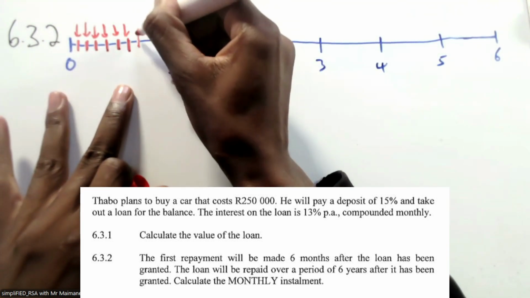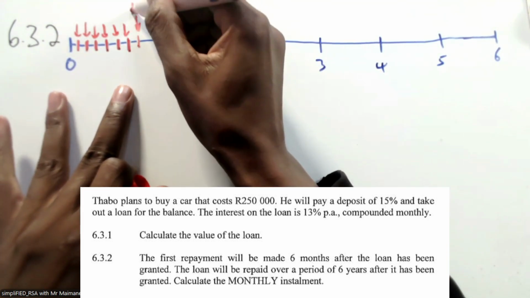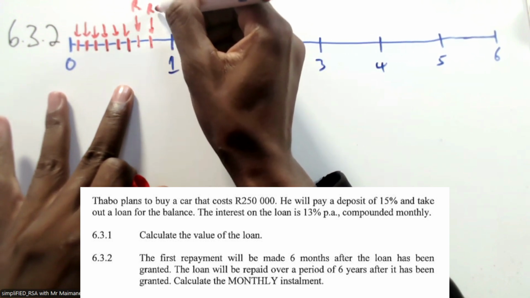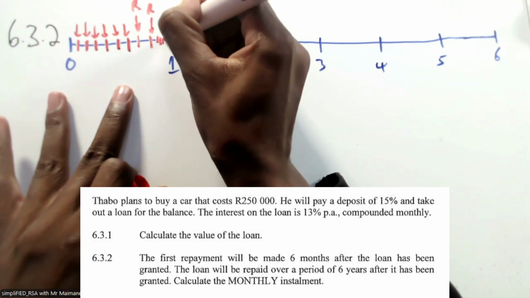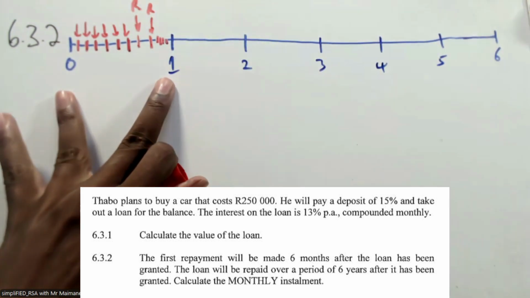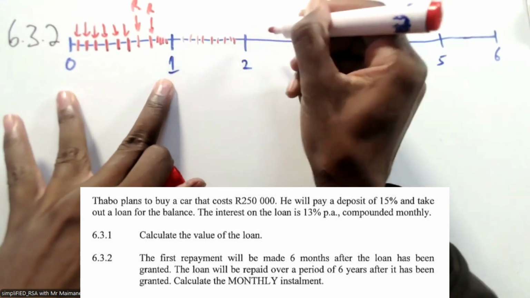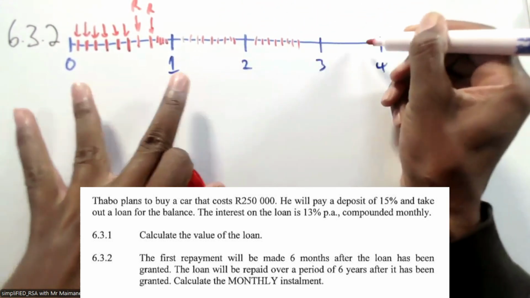Only after the 6 months, which is the 7th month, will Thabo start making the actual payments. And it would go like that for a period of 12 months per year. So every month, Thabo will be making payments. Every year, Thabo will be making 12 payments.